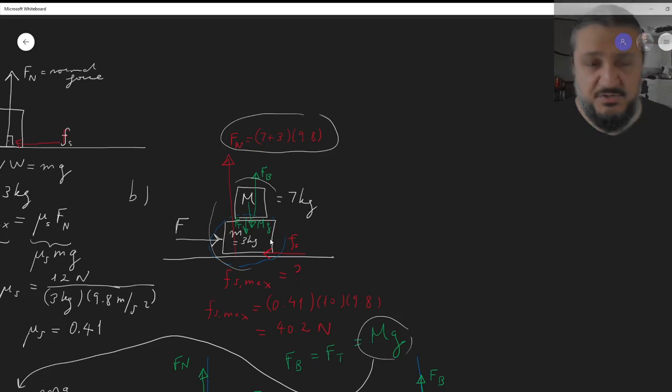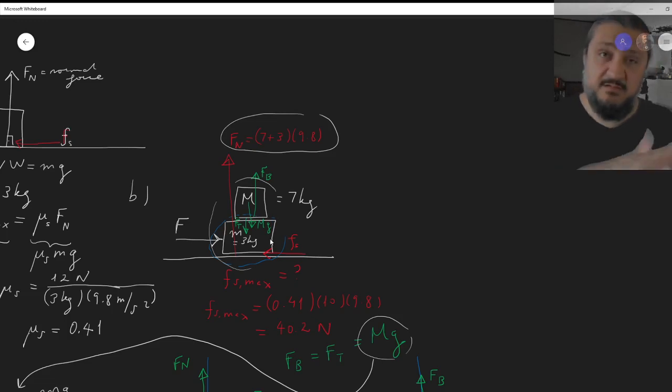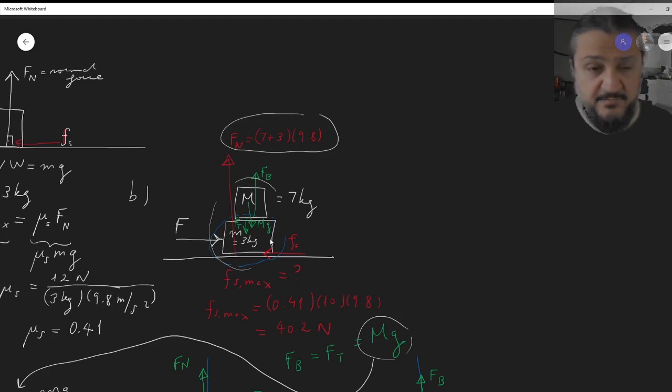Okay, so you can take the shortcut and simply add 7 to 3 and get the 10 kilogram and multiply it by 9.8 to get the normal force, and that times 0.41. See, 0.41 is the coefficient that doesn't change just because you add another mass. Coefficient has to do with the material, okay? So it has nothing to do with the mass above. It just has to do with what it's made of and things like that. Okay, so the answer to part B is 40.2 newtons.